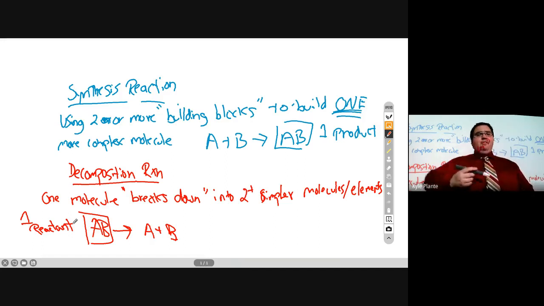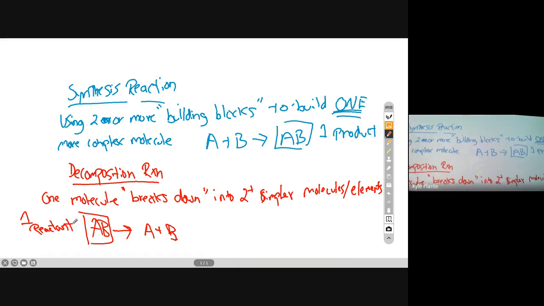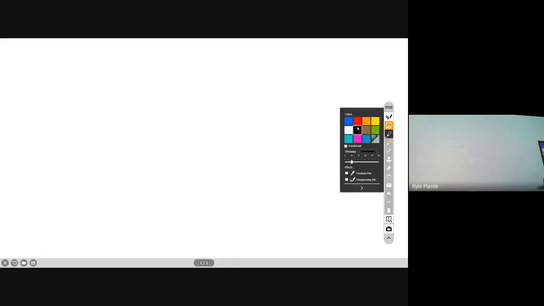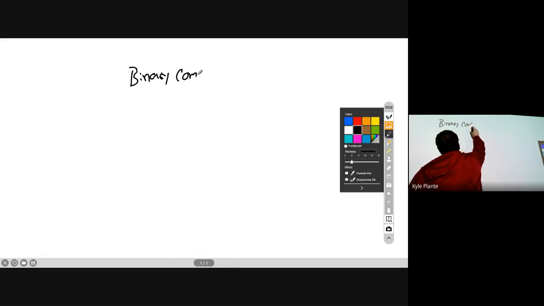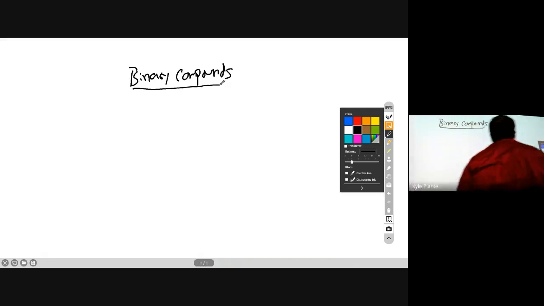Now, we do have some special cases. The most basic case, you take two elements to make a compound, or you break a compound down into its two elements. And those are reactions of binary compounds. So we're going to go through some examples here to show you how to predict something. So, example type number 1. Binary compounds.